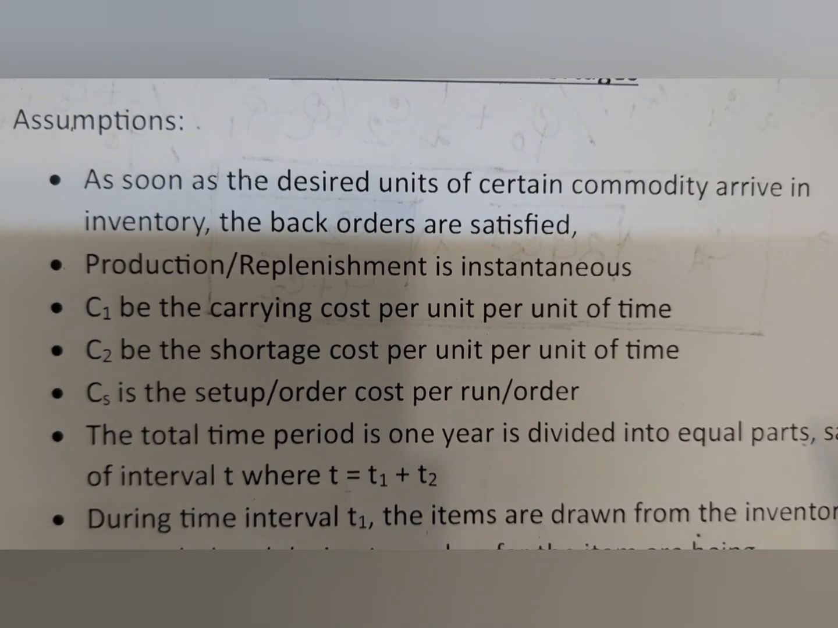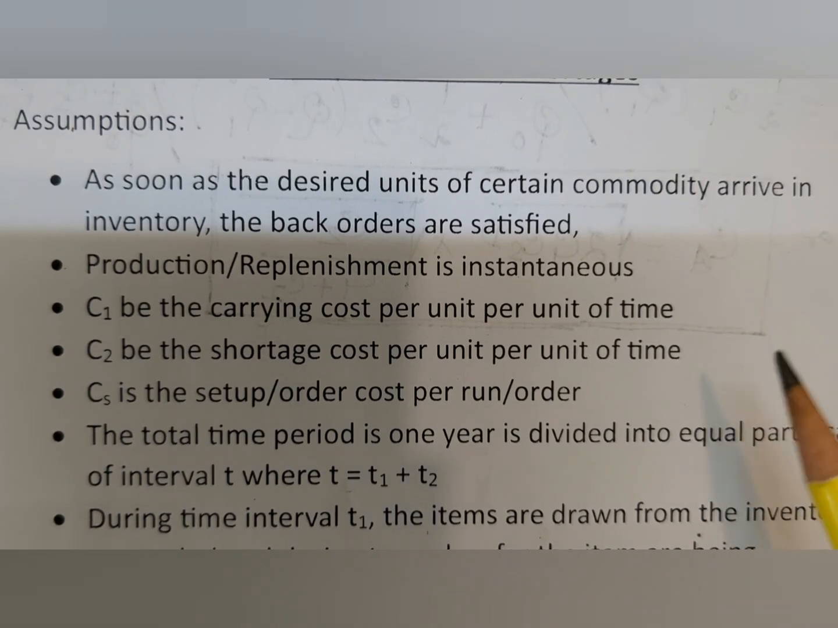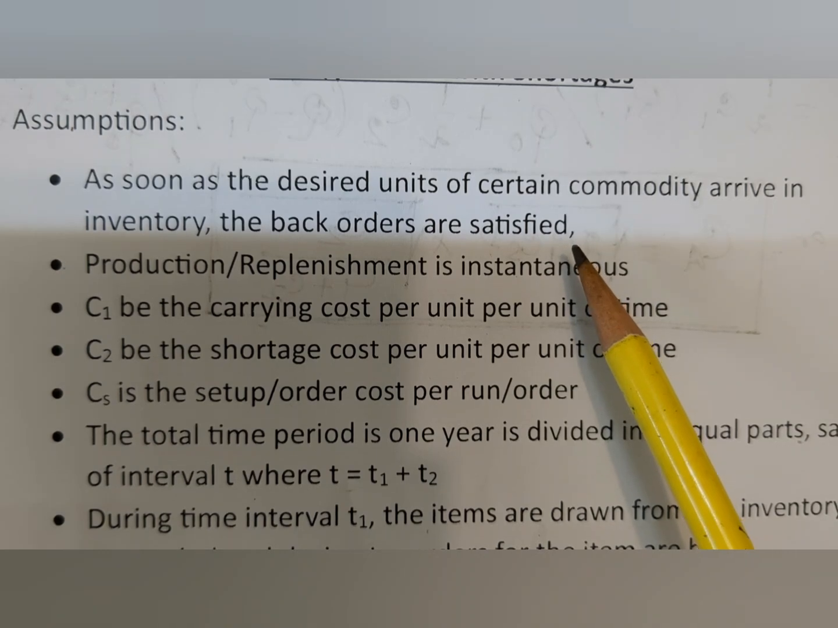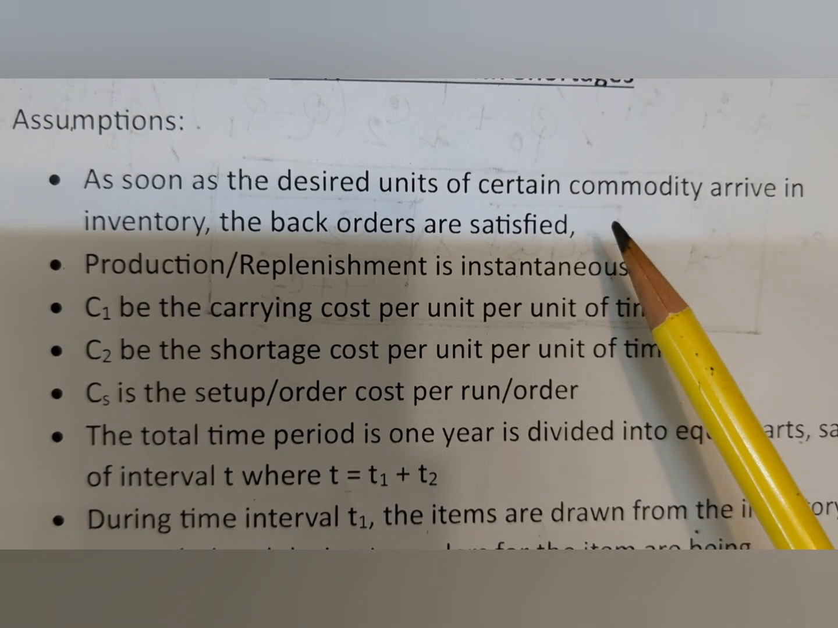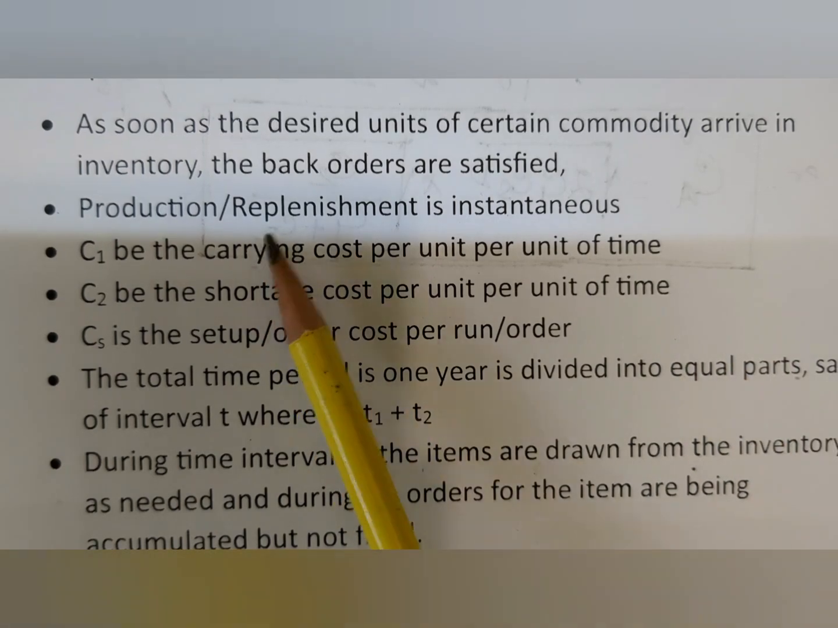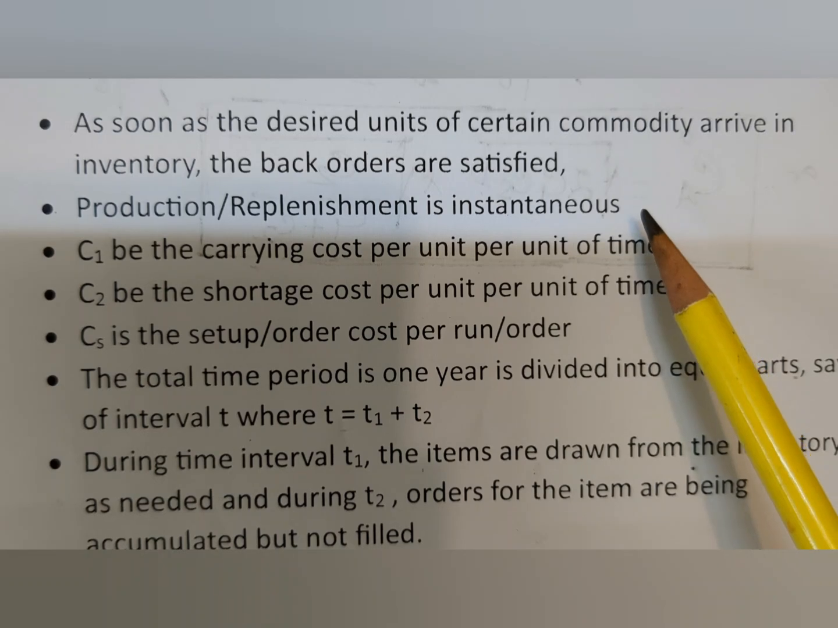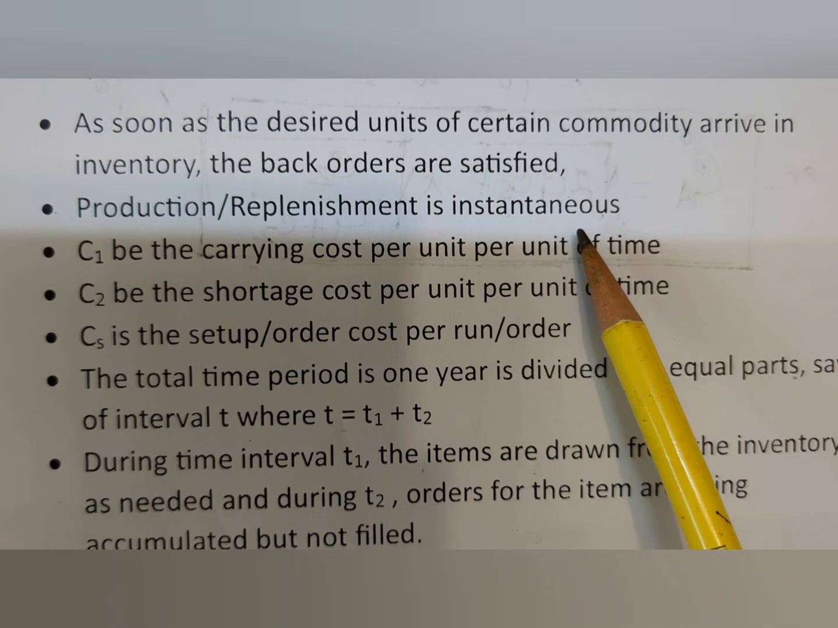Now the assumptions. First, as soon as the desired units of a certain quantity arrive in inventory, the back orders are satisfied. That means the pending orders are to be satisfied first, only then the inventory will be formed. Next, production and replenishment is instantaneous. In the previous EOQ model also, I discussed this: instantaneous means at the moment you are placing the order, the materials are received.